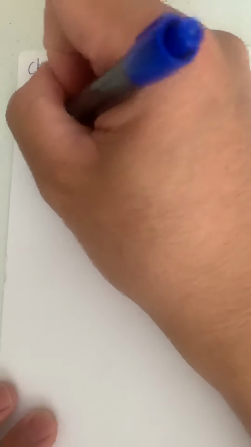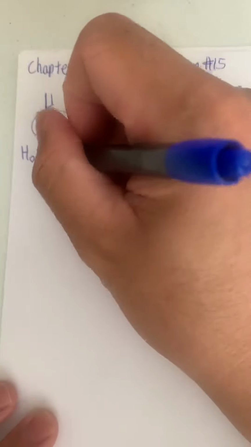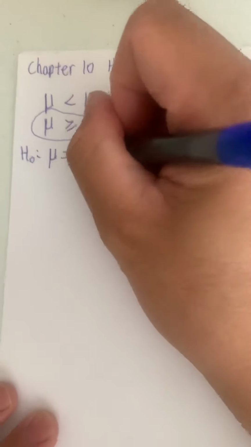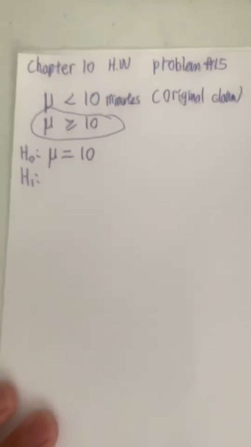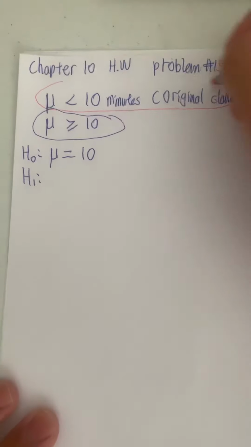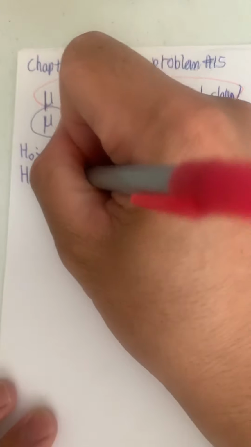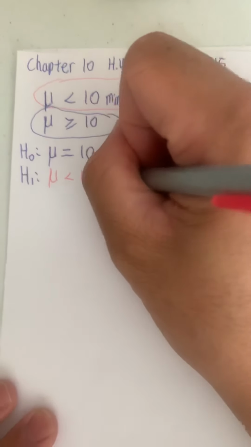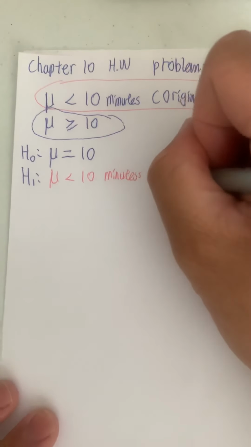And the complement for less than is greater than or equal to. The null hypothesis is the one that contains the equal sign. So for this one, you could put mu greater than or equal to, or you could just put equal to. And then the alternative hypothesis is mu less than 10. You can put the unit, or you don't need to. This is the original claim.